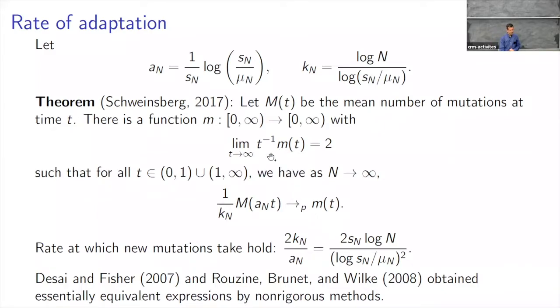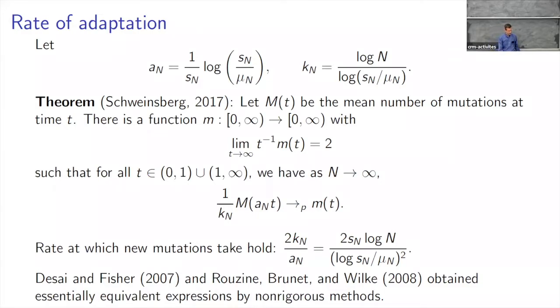Now, little m of t over t is converging to 2 as t goes to infinity. And so the rate at which new mutations are taking hold in the population is given by 2 times k_n divided by this time scaling parameter a_n. After substituting in these values for a_n and k_n, one gets that new mutations are appearing at roughly the rate 2s times the log of n divided by the log of s over mu.